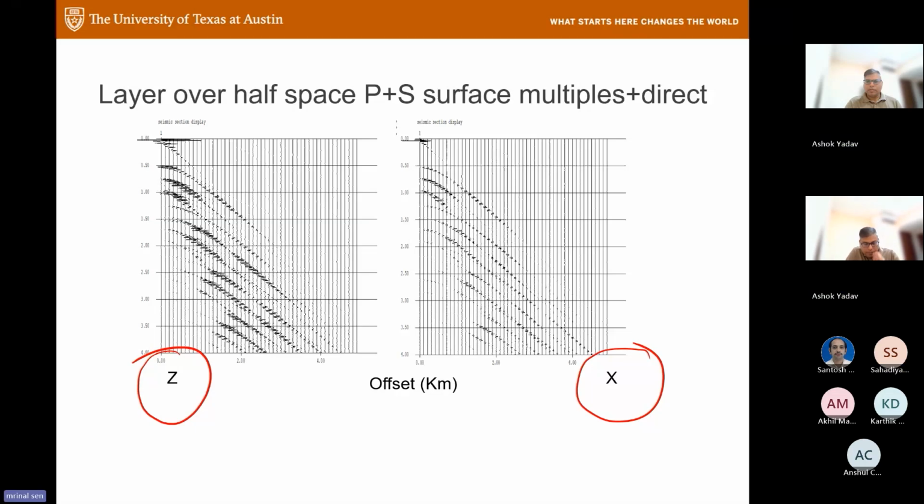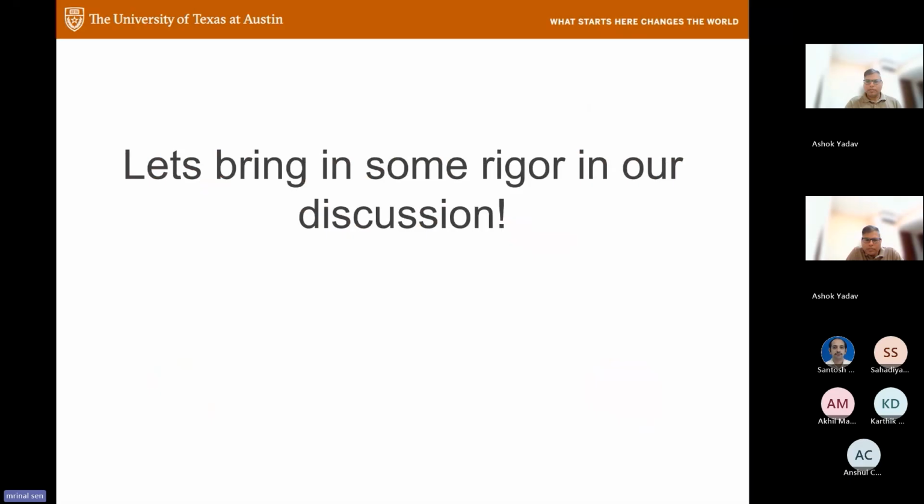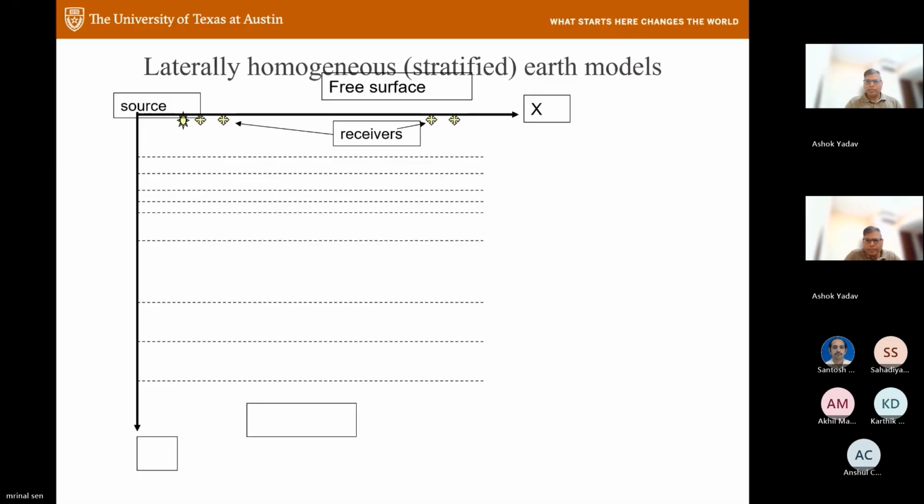So this part will go in detail next week. But for now, what we need to know is something that I have not gone into details of. So we have to be a little bit more rigorous in describing how we went about doing this. Okay, let's bring in some rigor. Okay, so I go back to the same model.